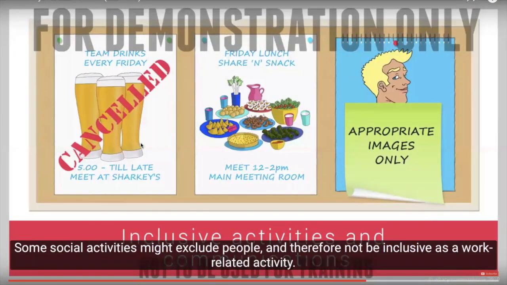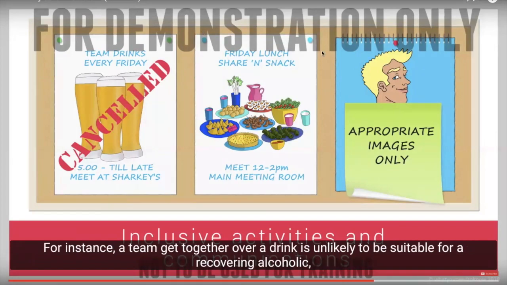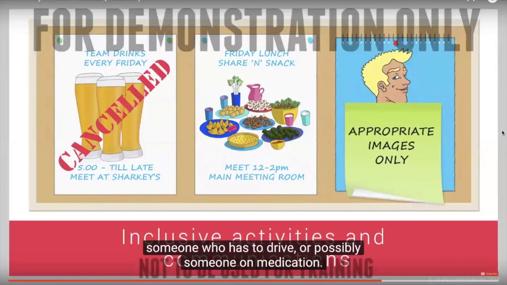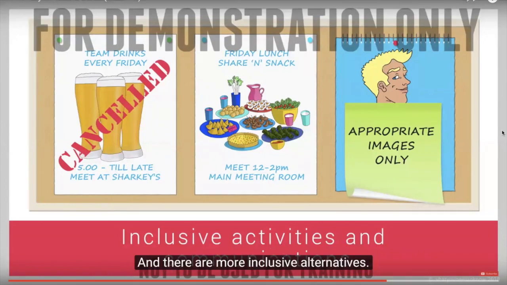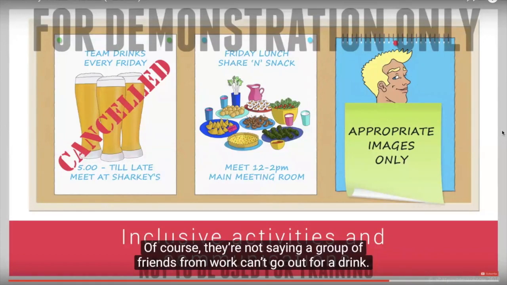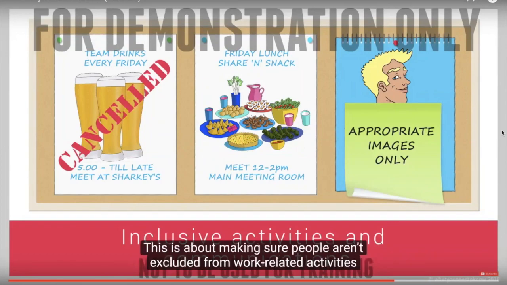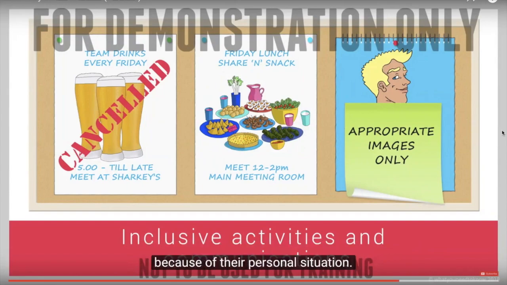Some social activities might exclude people and therefore not be inclusive as a work-related activity. For instance, a team get-together over a drink is unlikely to be suitable for a recovering alcoholic, someone who has to drive, or possibly someone on medication, and there are more inclusive alternatives. Of course, they're not saying that a group of friends from work can't go out for a drink. This is about making sure people aren't excluded from work-related activities because of their personal situation.